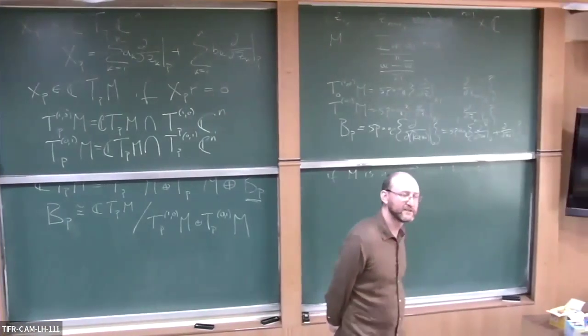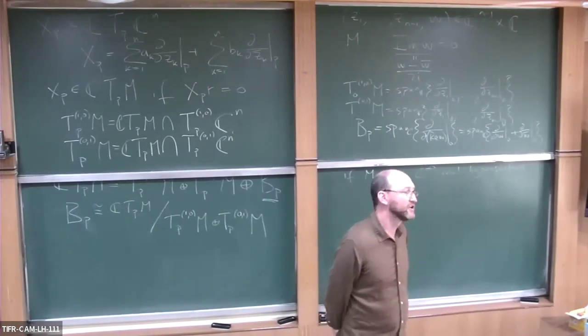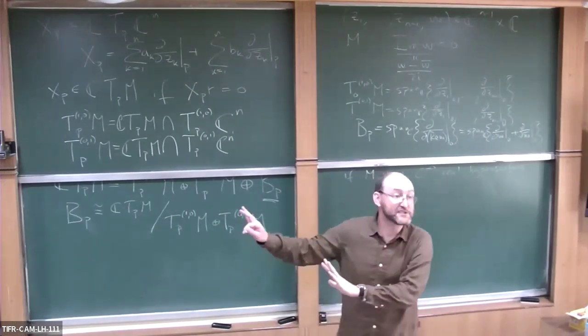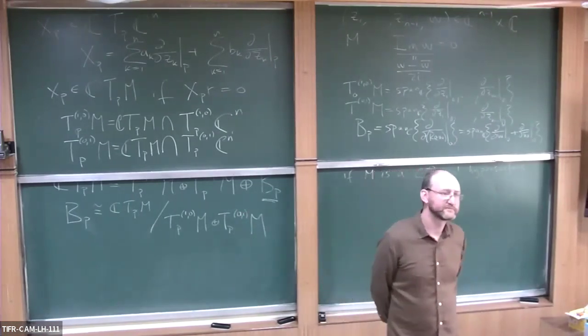I'm saying one is happening at the manifold level, and the other at the tangent space level. Right. One is happening at the tangent space level and the other is happening at the complexified tangent space. Right.